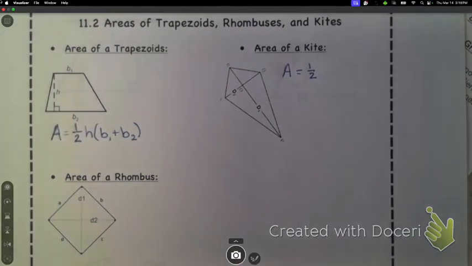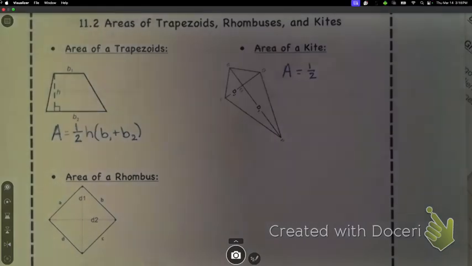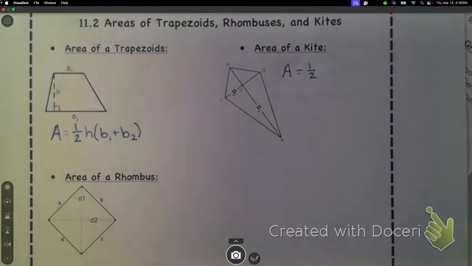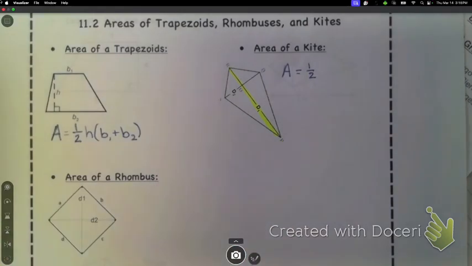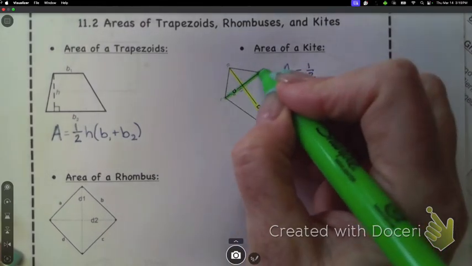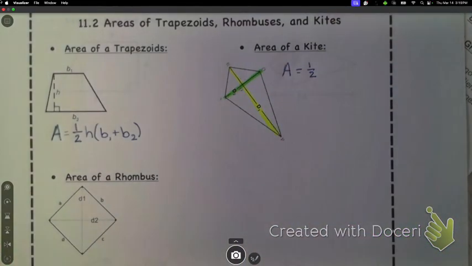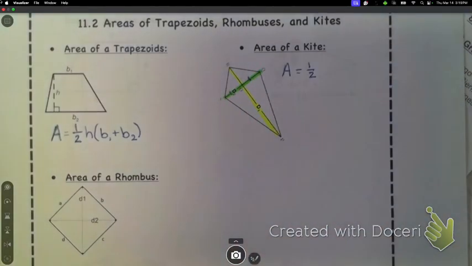But what do we have that is unique to these? What are those called? They're called diagonals. When we did kites before, we have a long diagonal and a short diagonal, and we know that the long diagonal bisects the short diagonal, correct? So that is what is unique to a kite.